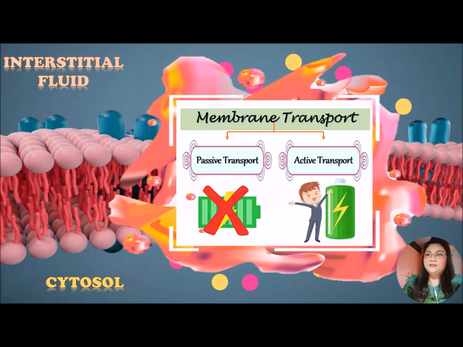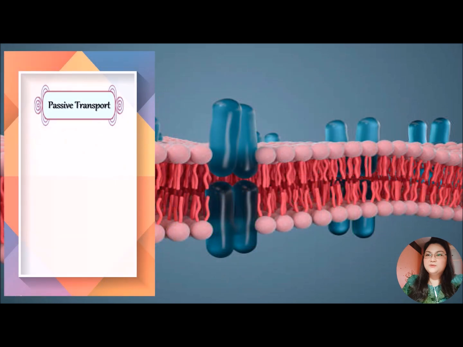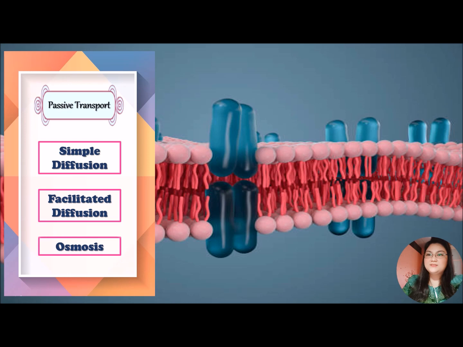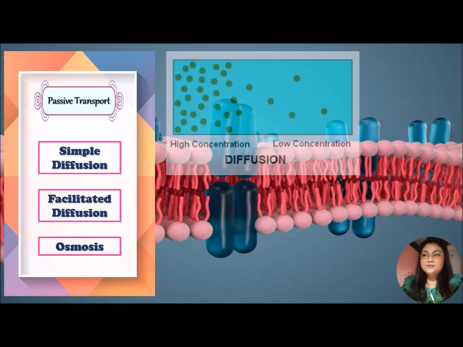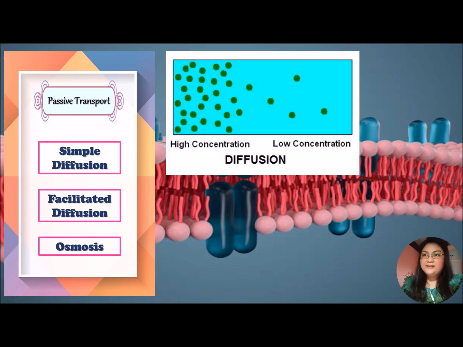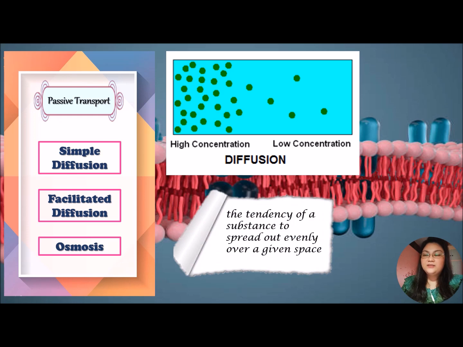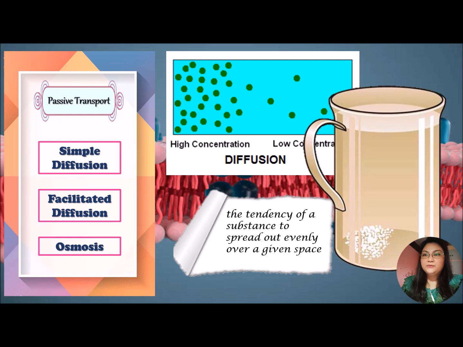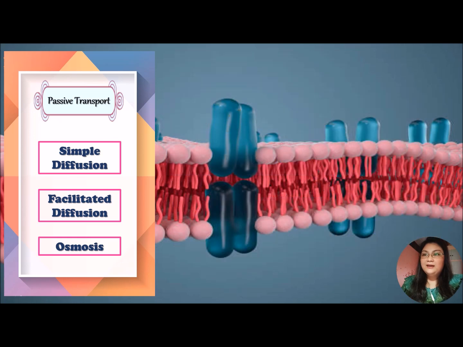Let's start by looking at the passive processes, which include simple diffusion, facilitated diffusion, and osmosis. Diffusion is the movement of a substance from where it has a high concentration to where it has low concentration, or the tendency of a substance to spread out evenly over a given space. For instance, when a sugar cube is dissolved in water, over time, the cube will dissolve and eventually spread out evenly in the water until it reaches equilibrium.